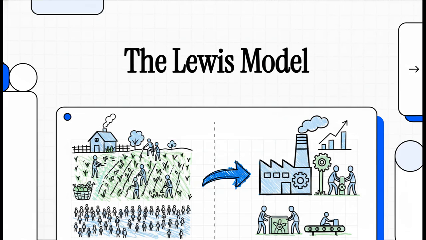Welcome to The Explainer. Today, we're jumping into one of the most game-changing ideas in development economics, W. Arthur Lewis's dual sector model. It's all about one big question: How does a poor country kickstart its own growth engine and transform itself?